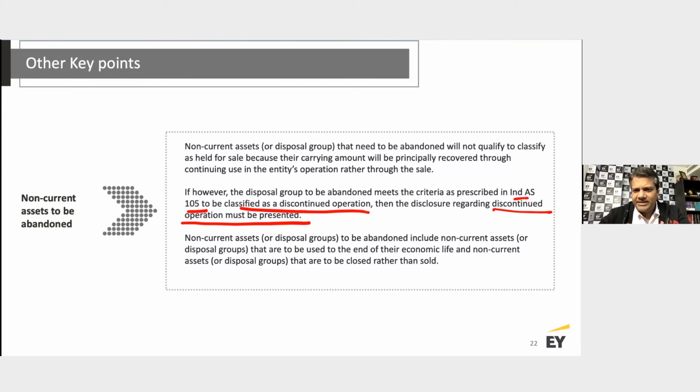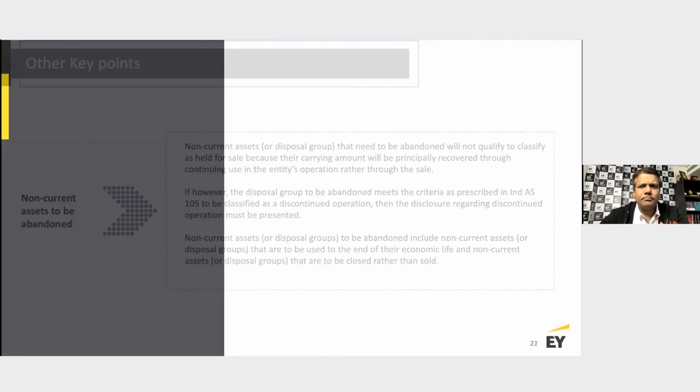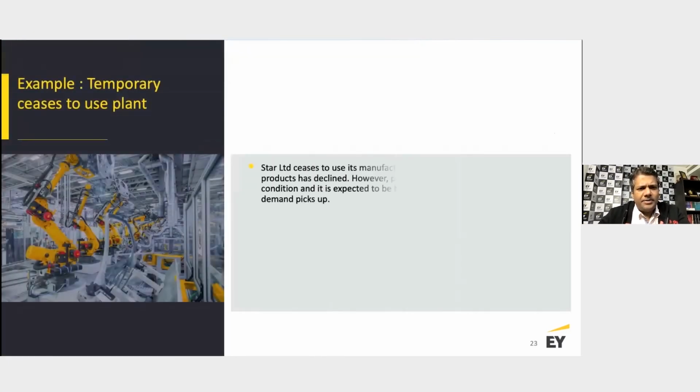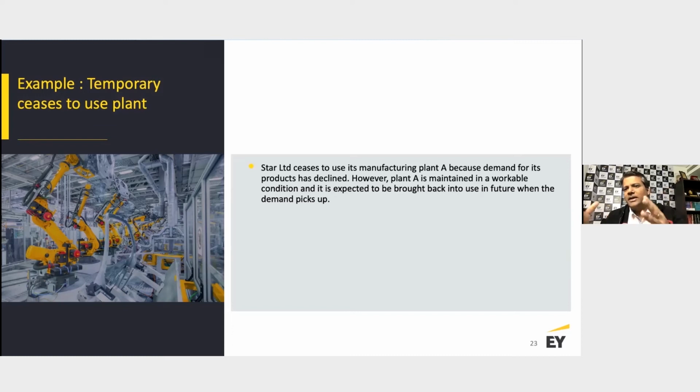So now we will deal with an example. Temporarily ceases to use a plant. Star Limited ceases to use its manufacturing plant because demand for its product has declined. However, plant A is maintained in a workable condition and it is expected to be brought back into use in future when the demand picks up. So the question is, can you classify this as held for sale, or is it just in abeyance, or abandoned for the time being, but I'm maintaining it, so I intend to use it, right?